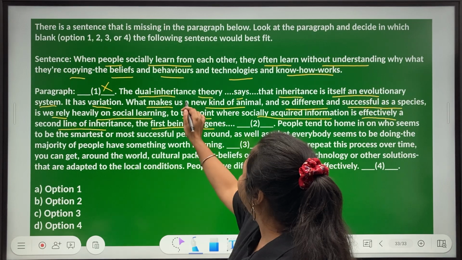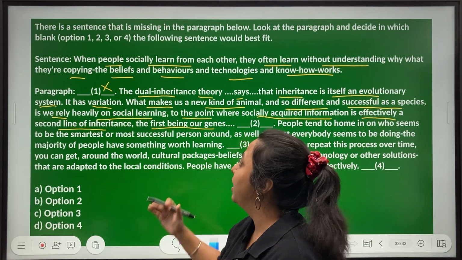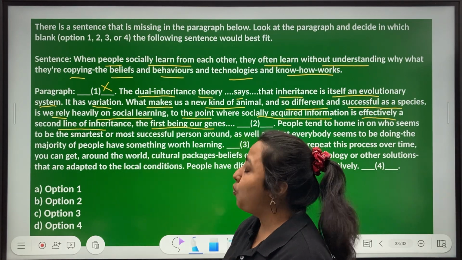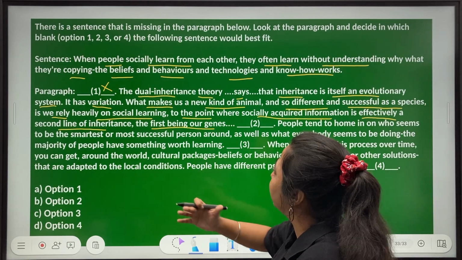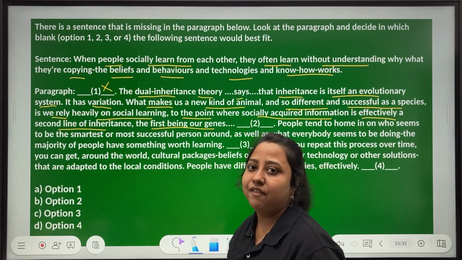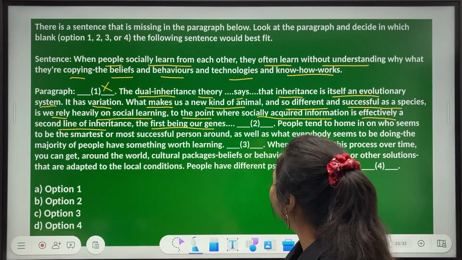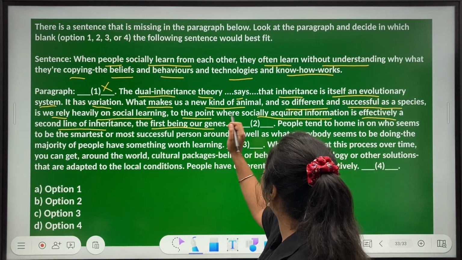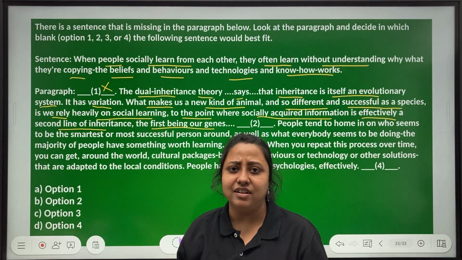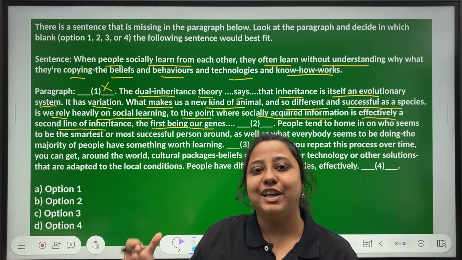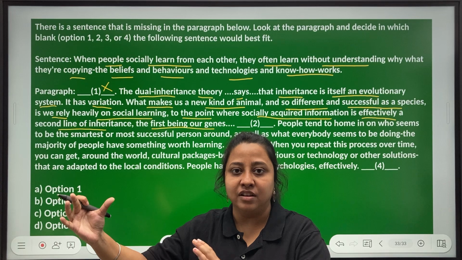अभी देखो, so dual inheritance theory क्या बोलता है? Inheritance is an evolutionary system. ग्रोथ है उसमें, variation, it has variation. What makes us superior as a species, more successful, so different and superior, is we rely heavily on social learning. हम काफ़ी चीज़ें social learning से ही सीखते हैं, और यहाँ तक कि to the point where socially acquired information is a second line of inheritance. So कुछ तो ऐसी चीज़ें हैं जो हम अपनी जीन से carry करते हैं, which is our prime line of inheritance.